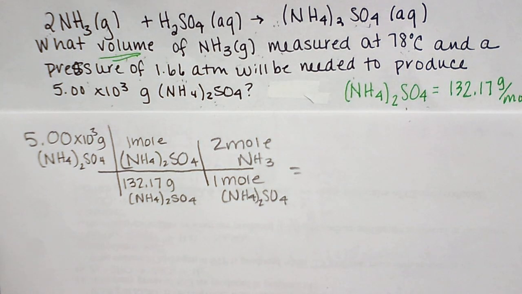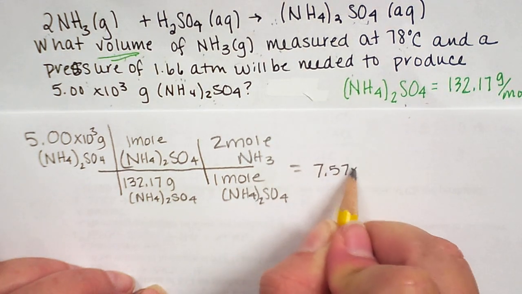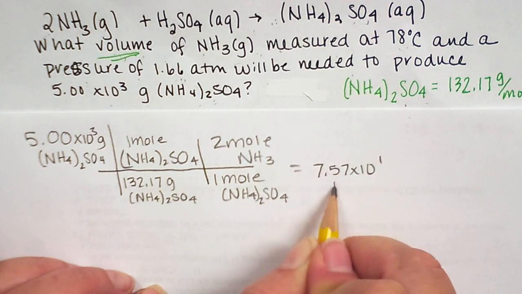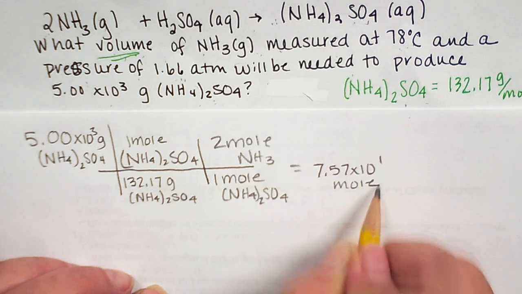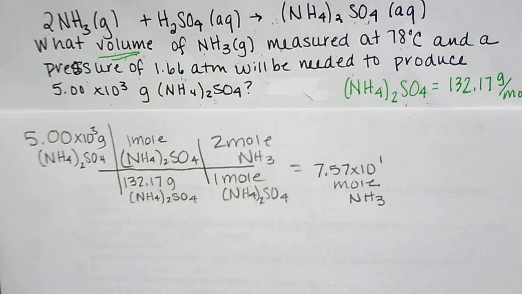That's it. We're done. We have our moles. So when we do this, we get 7.57 times 10 to the 1 moles of ammonia. And that's a lot of ammonia. It is 75.7 moles, but we did start with a huge amount of ammonium sulfate. 5,000 grams. That's a lot, right?